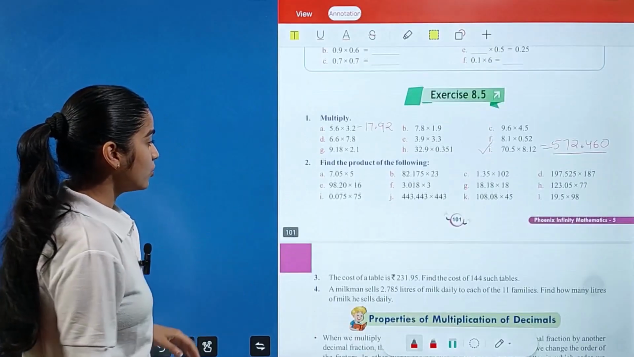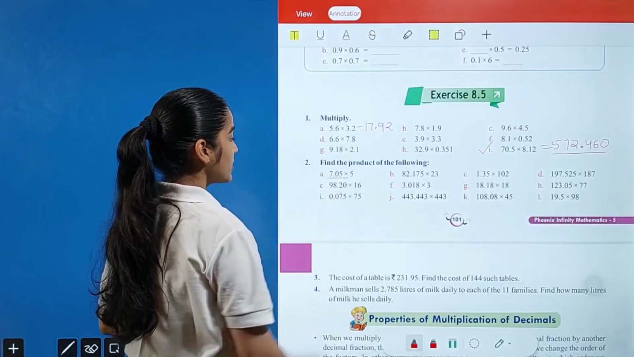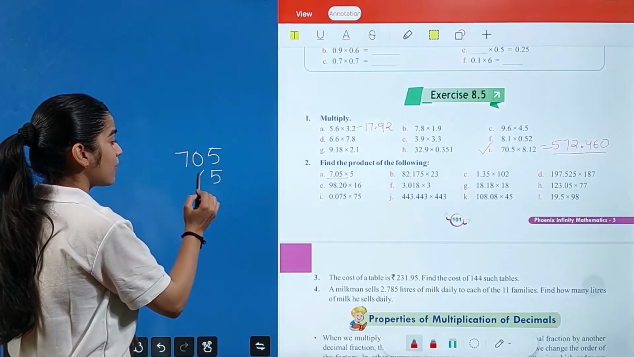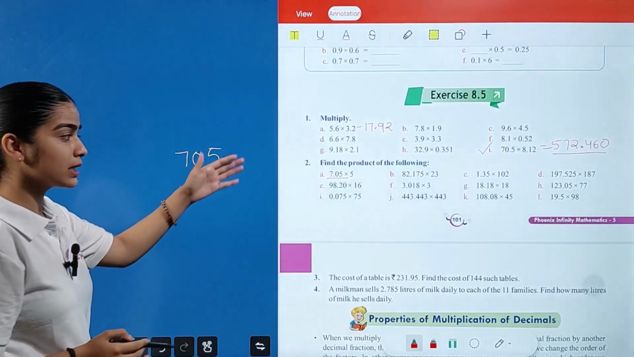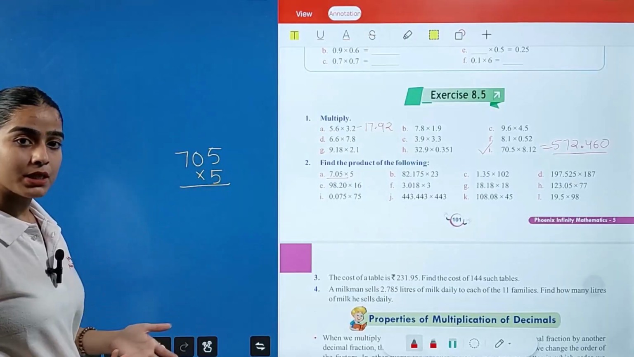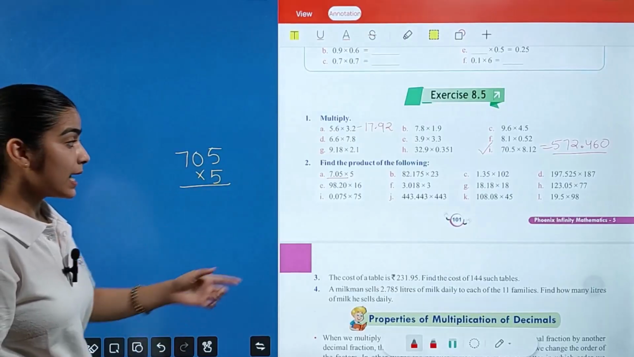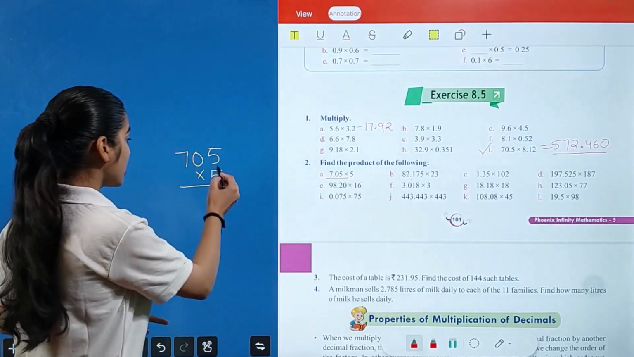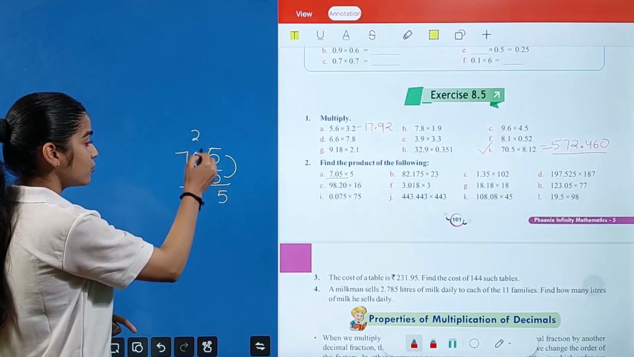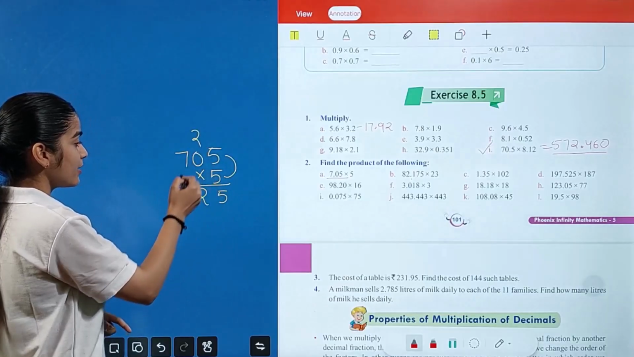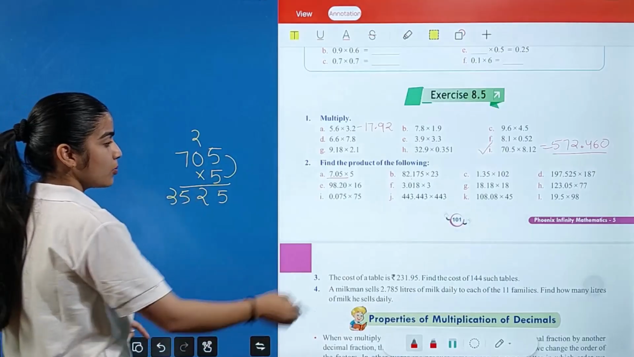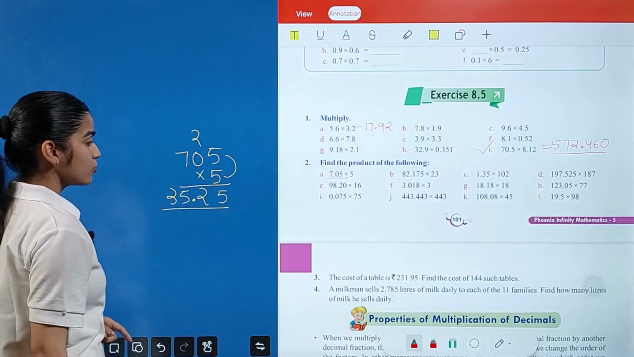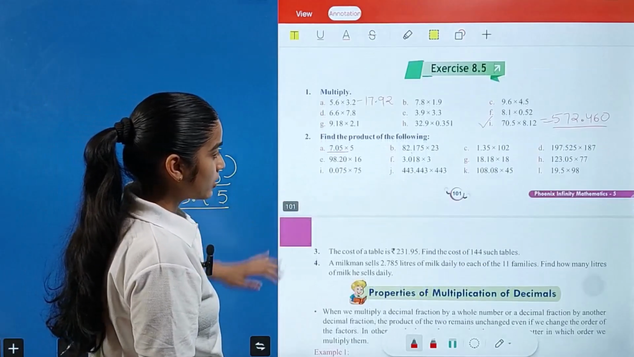Now in part 2, find the product of the following. So 7.05 multiplied by 5. Again, we just have to forget about the point. The same process you have to repeat again and again. So don't be scared by seeing this big number. You just have to repeat the same multiplication operation. What you have to keep in mind is that your decimal should be put on the right digits. So here we have 5 multiplied by 5, 25, 5 multiplied by 0, 0, 5 multiplied by 7 is 35. How many digits do we have after the point? Only 2. So 1, 2. 35.25 is your answer.